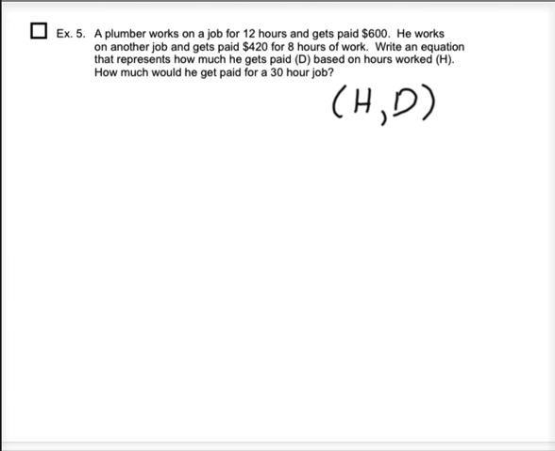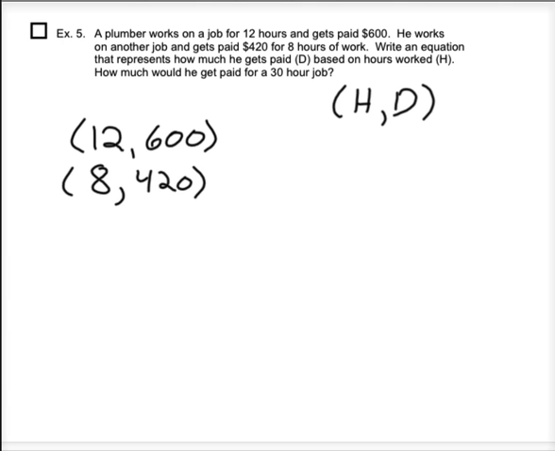And what I'm seeing is that for 12 hours of work, he's getting paid $600. I'm also seeing that for 8 hours of work, he's getting paid $420. So essentially what they've given us here, they've given us 2 points of information. They're giving us 2 pairs of that hour and his pay. So given 2 points, this is exactly the type of situation we've already discussed.